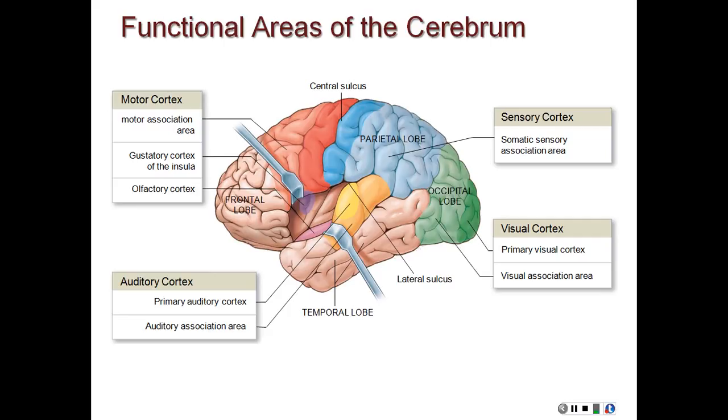And then what do we say about the occipital lobe? That's the visual area. So if it's damaged, you can expect blindness to occur or loss in ability to interpret what you're seeing, visual stimuli. And then the primary auditory and auditory association areas are part of the temporal lobe.